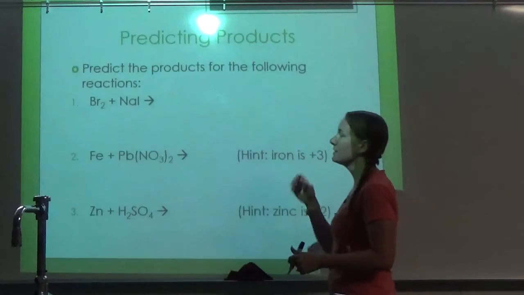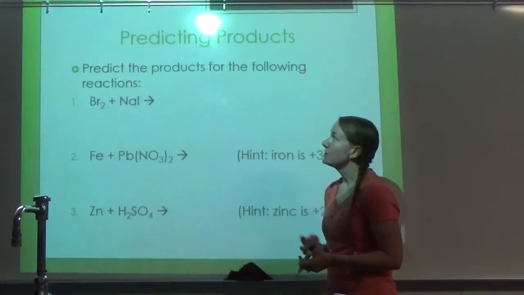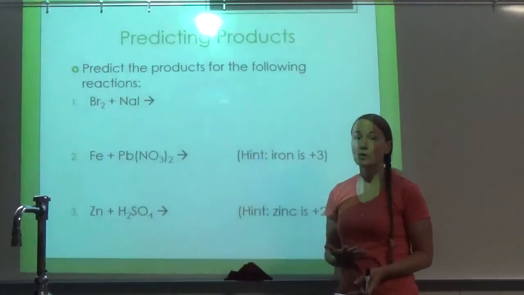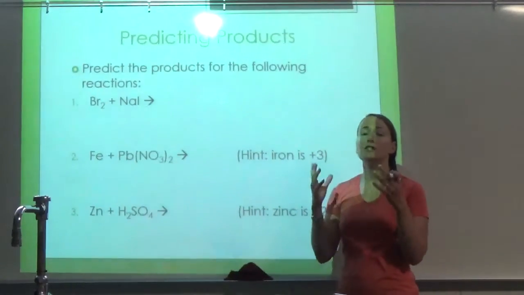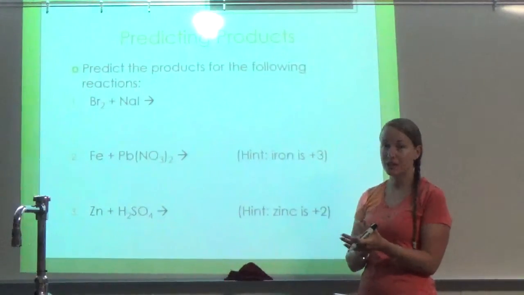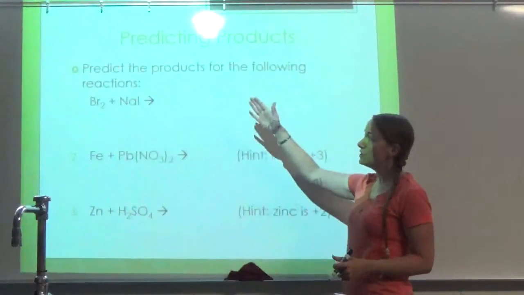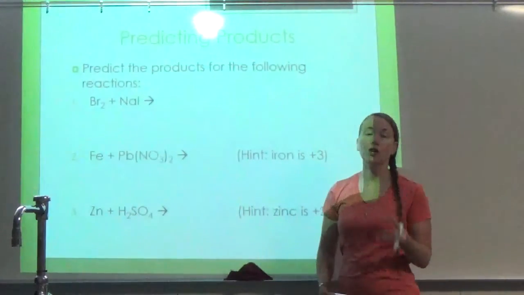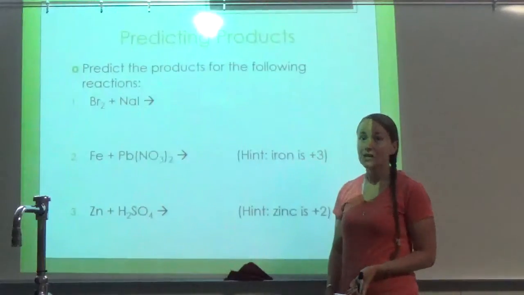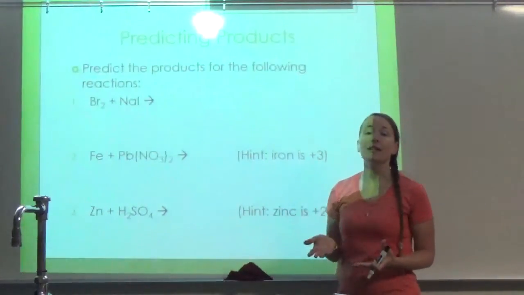All right, so let's look at some examples here. It says, predict the products for the following reactions. Now the important thing to remember about single displacement is the charges. A positive and a negative have to bond together. Two positives can't bond, two negatives can't bond. So what I like to do is on the reactant side, just go ahead and write the charges. So that way you know who's going to swap places. Even if they don't technically have a charge right then.